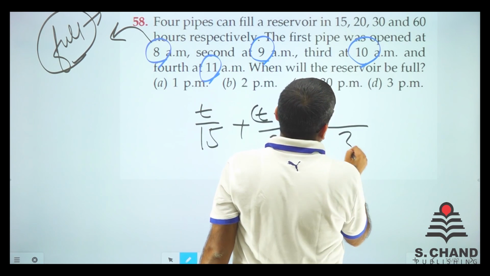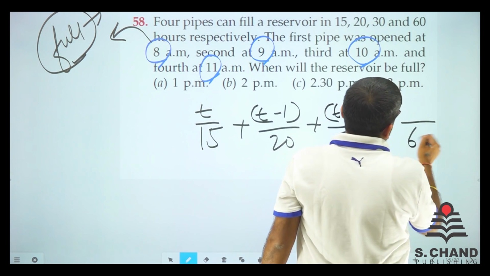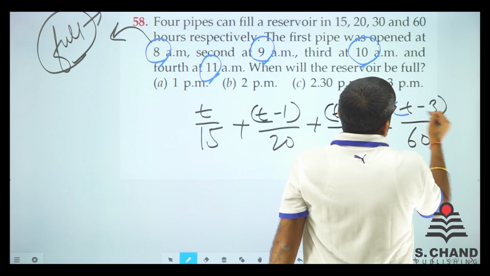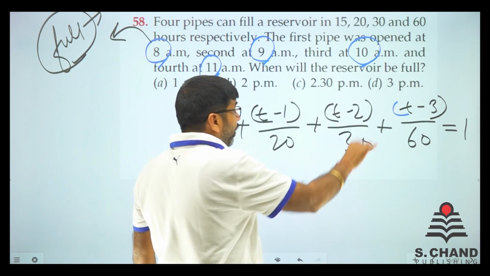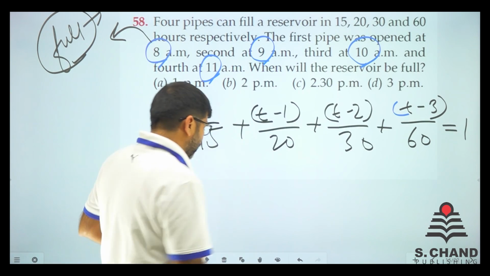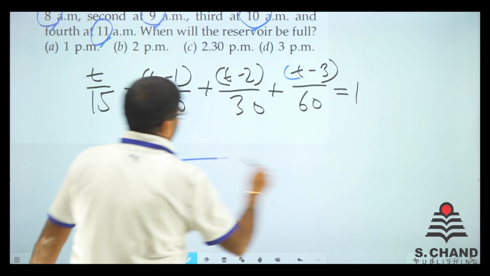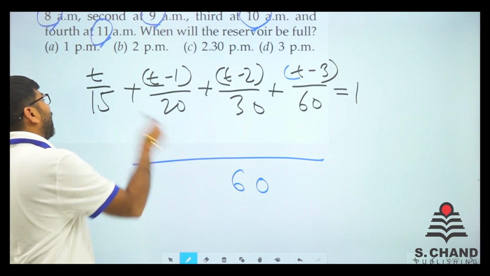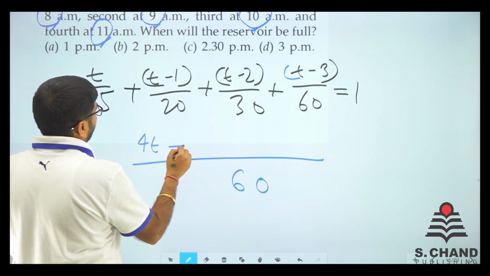We have got T minus 2 over 30 in the same way, and T minus 3 over 60. And that total we need to find, that is 1, because that is when it will be filled, right? The total is 1. So let's calculate this easily. We have got 60 as LCM. So 60 by 15 is 4. So we have got 4T.